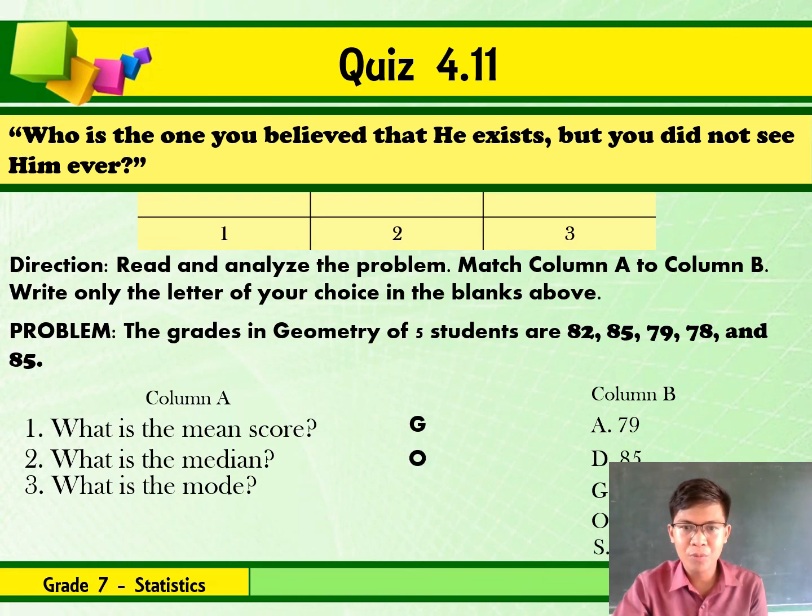For number 2, we have letter O. Letter O is 82. And for number 3, we have letter D. So as I was saying, when we have the answers, we're going to find out the riddle. Who is the one you believe exists, but you did not see him ever? And therefore, that is God.